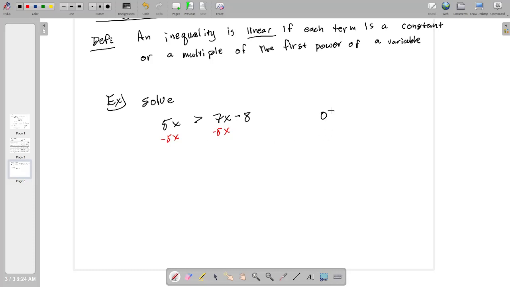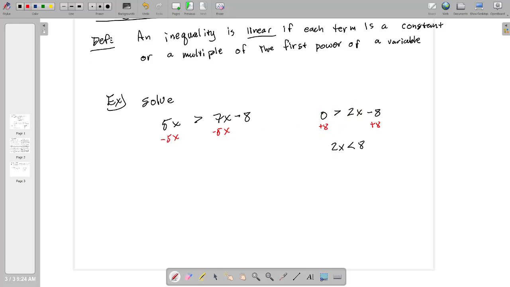Now I have 0 is greater than 2x minus 8. Now I want to get x alone, so I'm going to add my 8 to the other side. So we add 8 here, add 8 here, and this side will cancel and we'll be left with, I'm going to flip my inequality, 2x is less than 8. Note that if I add 8 to this side, 8 is greater than 2x is the same thing as saying 2x is less than 8. So I just changed the sides of my inequality and flipped it. So 2x goes here, but it still is less than 8.